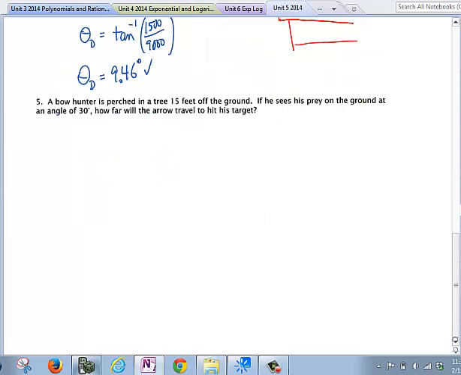So we have a bow hunter perched in a tree 15 feet off the ground. He sees his prey on the ground at an angle of 30 degrees. Whenever you're up above something looking down, we discussed in class how the angle from above to the ground would be the angle of descent or angle of depression.